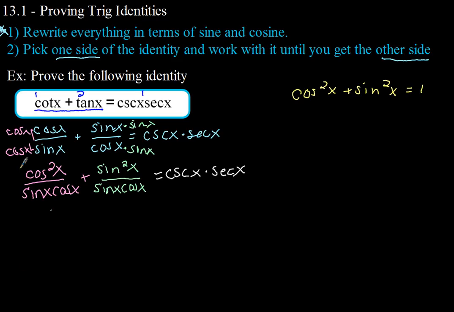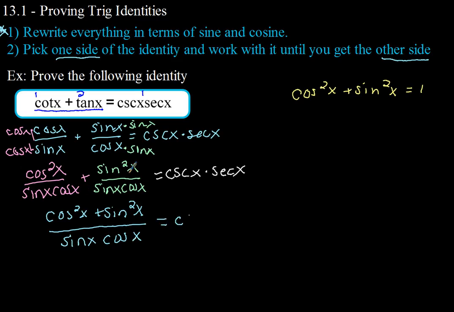So we've got cosine squared x over the same denominator and sine squared x over the same denominator. They have the common denominator, so now let's just squish them together. We get one big fraction. So we get cosine squared x plus sine squared x. Hey, look, that looks familiar. All over that sine of x, cosine of x denominator. And that still equals cosecant of x times secant of x.